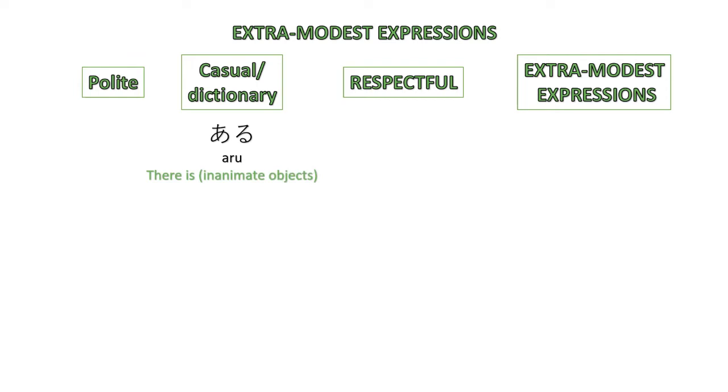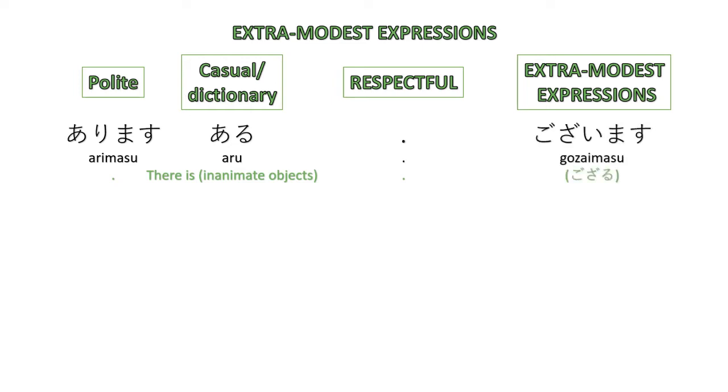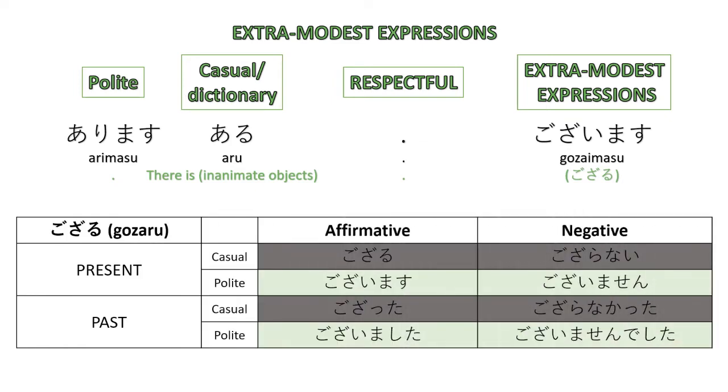Aru, casual form. Aru, there is. So, aru, arimasu, and the respectful is, there is none. For the extra modest, that is gozaimasu, or its casual form, gozaru. The conjugations are gozaimasu, gozaimasen, gozaimashita, gozaimasen deshita.